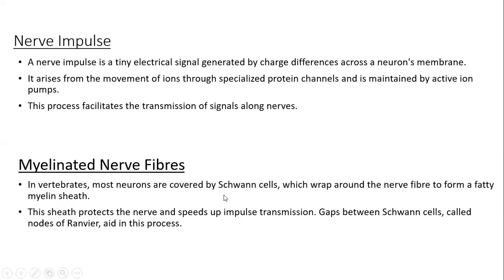And then myelinated nerve fibers. We have discussed these myelin sheaths, Schwann cells, nodes of Ranvier a little bit. So in vertebrates, most neurons are covered by the Schwann cells. Most of the neurons in the vertebrates are covered by this. Why have they given here mostly vertebrates?